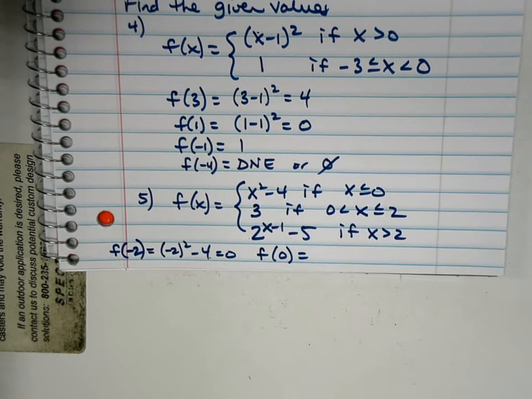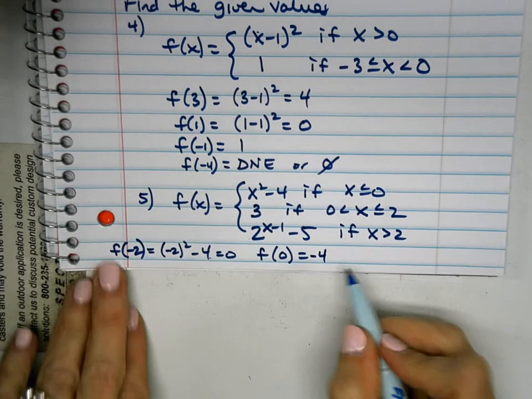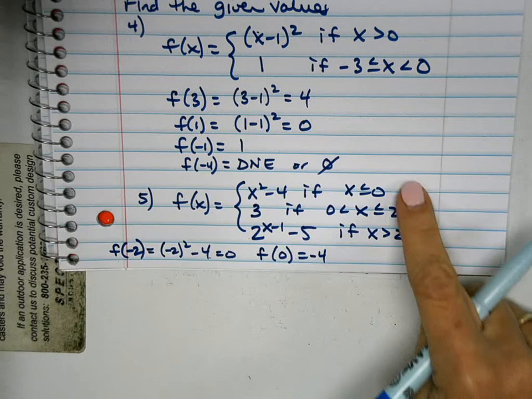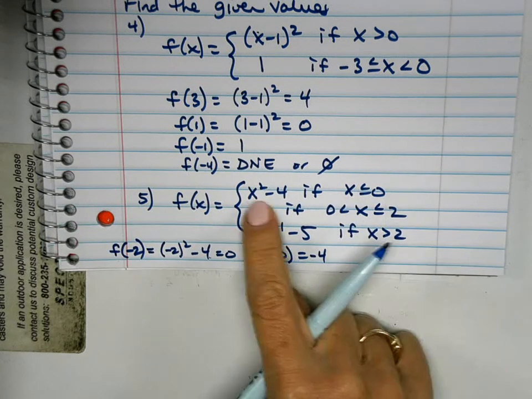Okay, anybody think their partner got it right? What did your partner get for an answer, Carrington? Negative 4. Negative what? Negative 4. Anybody else get that for an answer? Yeah. Okay, because which equation did she plug it into? The top one, right? 0 minus 4, negative 4, yeah.